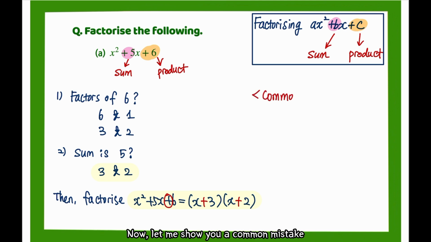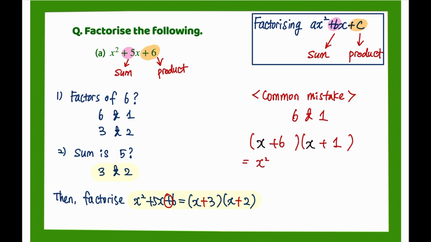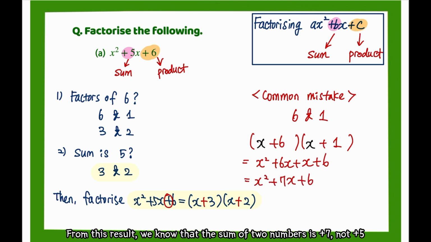Now let me show you a common mistake. What if we pick 6 and 1? This is the factorized form. Let's try to expand x plus 6 and x plus 1 instead of x plus 3 and x plus 2. Then the result is x squared plus 6x plus x plus 6. If we combine the like terms, it turns into 7x.